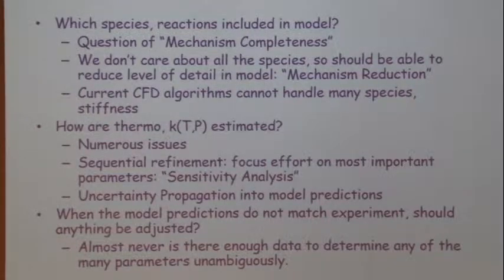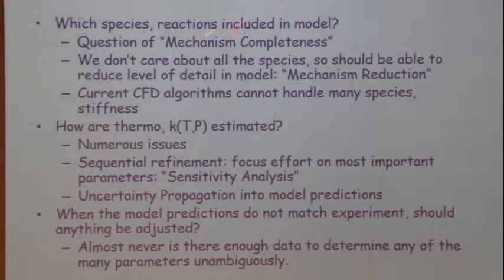And what you would like is that all of the ones that are important are included, and not too many that are not important are included. Because otherwise I'm just adding extra species in and clogging up my mechanism with stupid stuff that's not relevant. And so this whole question is the question of mechanism completeness.